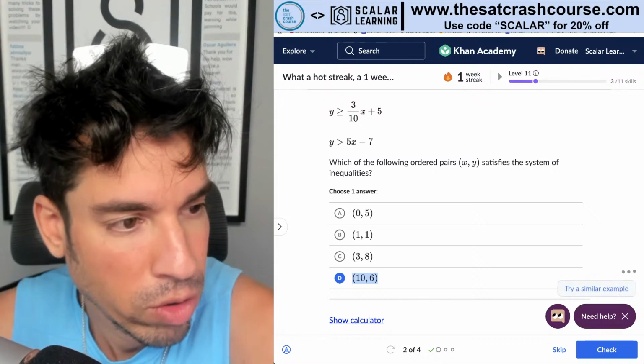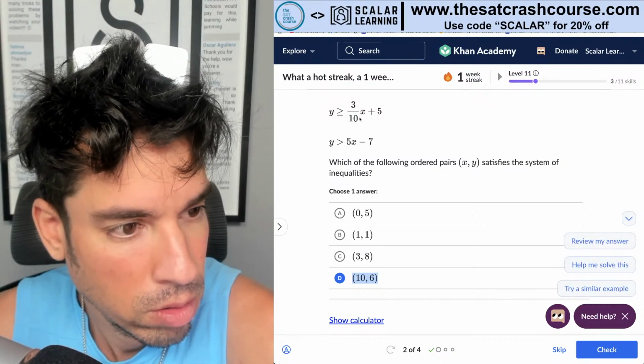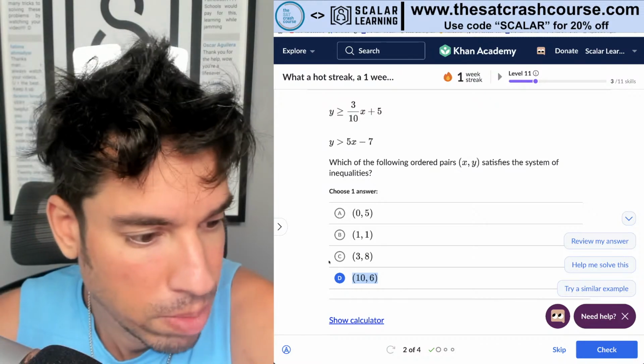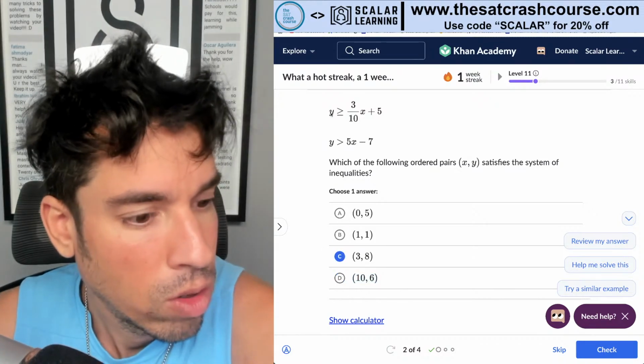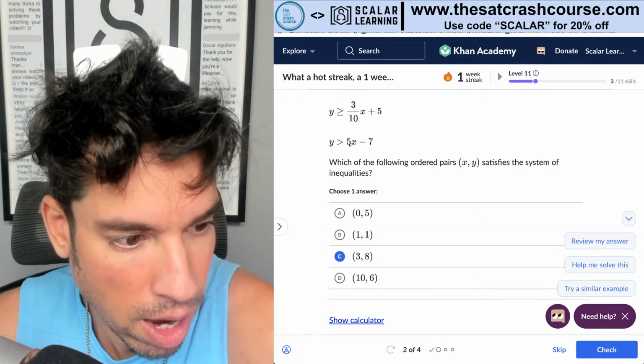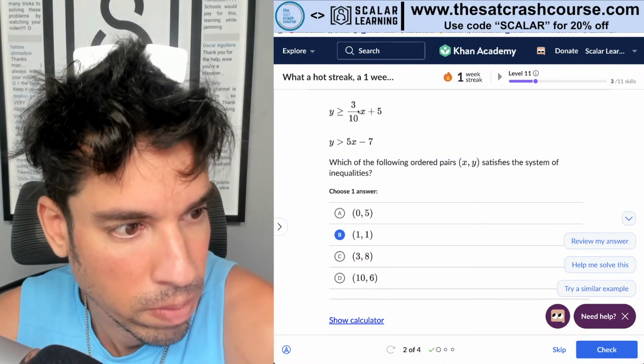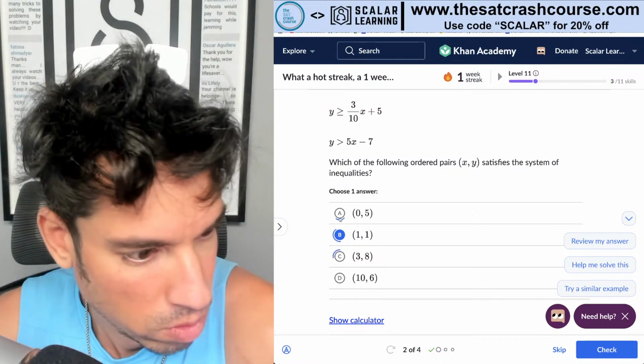6 is greater than or equal to, wait, what? 6 is greater than or equal to, no, it can't be D. Oh, I must have screwed up. Hold on. 8 is greater than 8. Did I mess up something? Oh, maybe it was this one. No. What the heck?